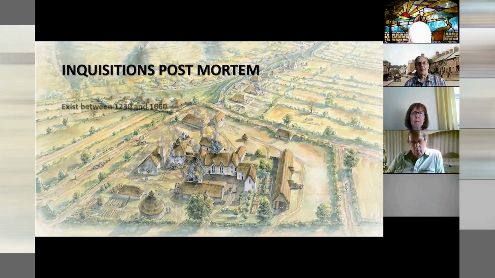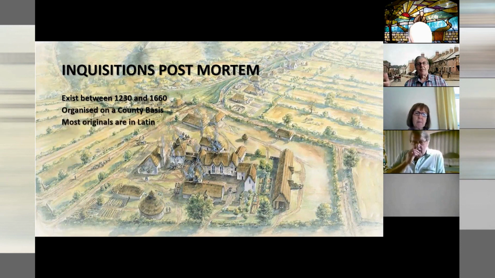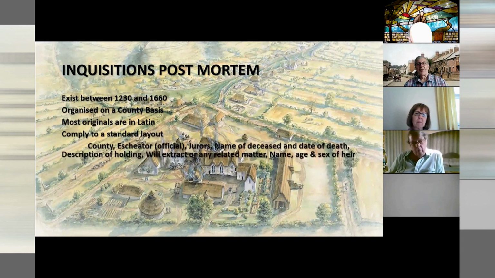Inquisitions post-mortem existed up to 1660, organised by county. Most of the originals were in Latin, but again, they've been transcribed in a lot of cases. They comply to a standard format. So they give you the name of the county, the official, the jurors, the name of the deceased, the date of death, the description of the deceased's holding, any will extract, and the name, age and sex of the heir. So you've automatically got at least 2 generations in an inquisition post-mortem.